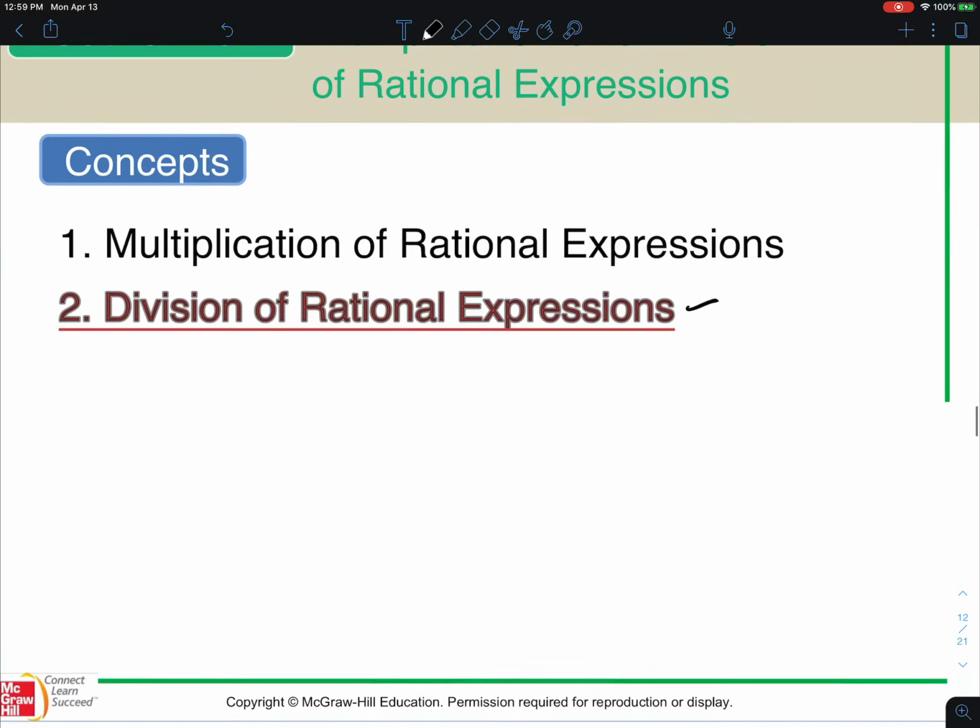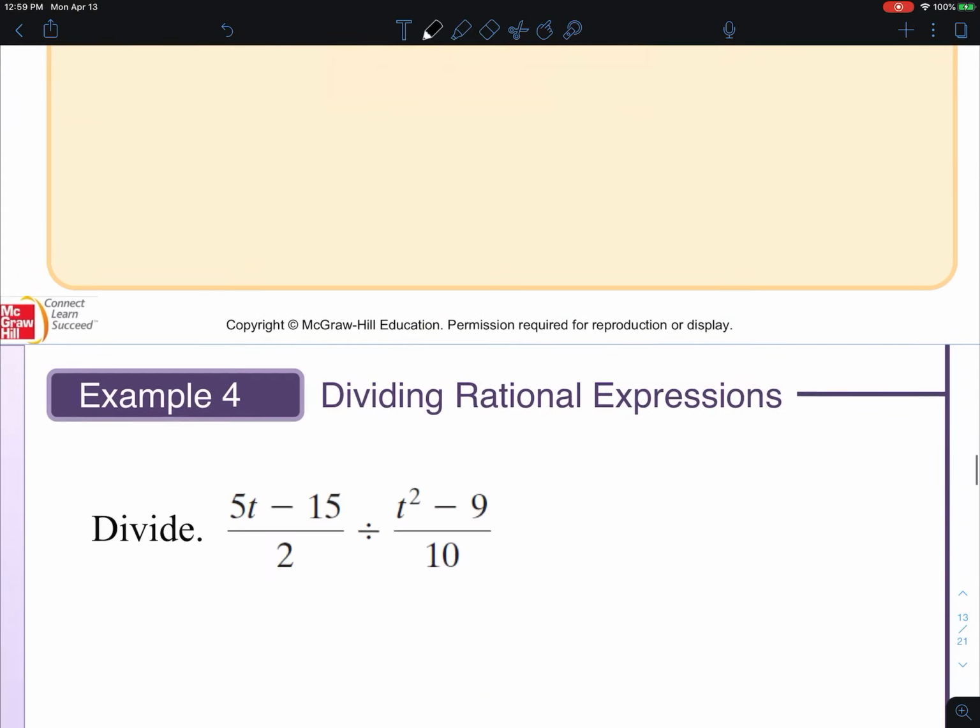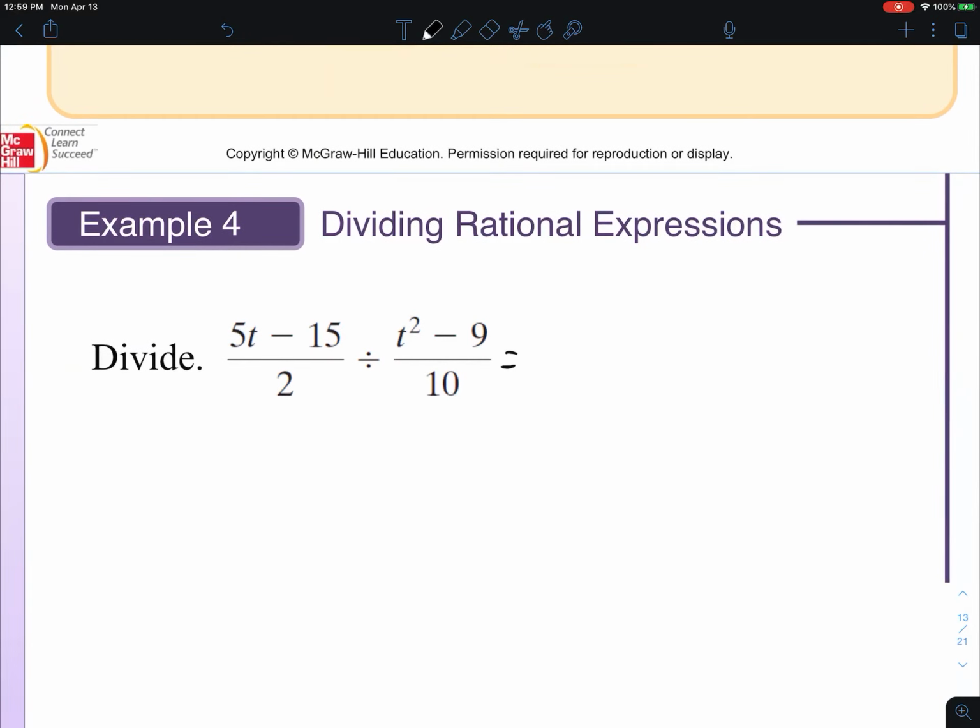Now the second part is division of rational expressions. I'm going to go ahead and work this one out. So what I would do is you keep the first fraction, change the operation, and then you go ahead and flip the second fraction. Go ahead and factor as much as you can.